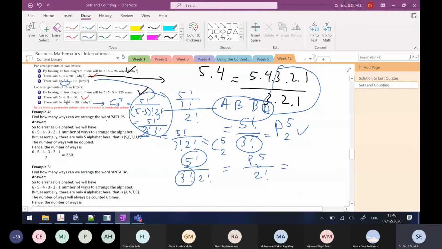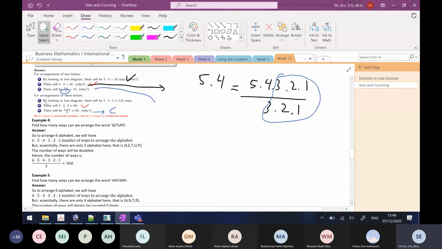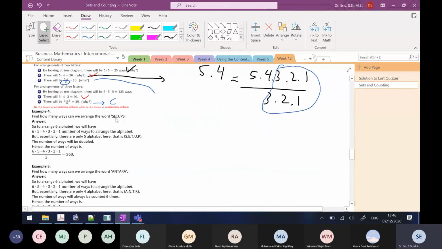Okay, and then let's see about this one. This is the last part that we are going to talk about. Find how many ways we can arrange the word SETUPS. So we have to arrange 6 letters. Is the order relevant? Yes, because SE is different from ES. So this is a permutation.